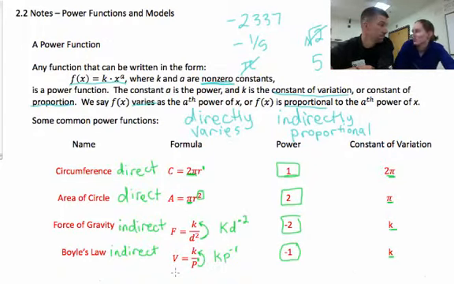Now, let's try this ourselves. Let's try to set up a formula based on some information. What do you think? Next slide. Yeah, on the next slide, of course. Sounds good. Okay.